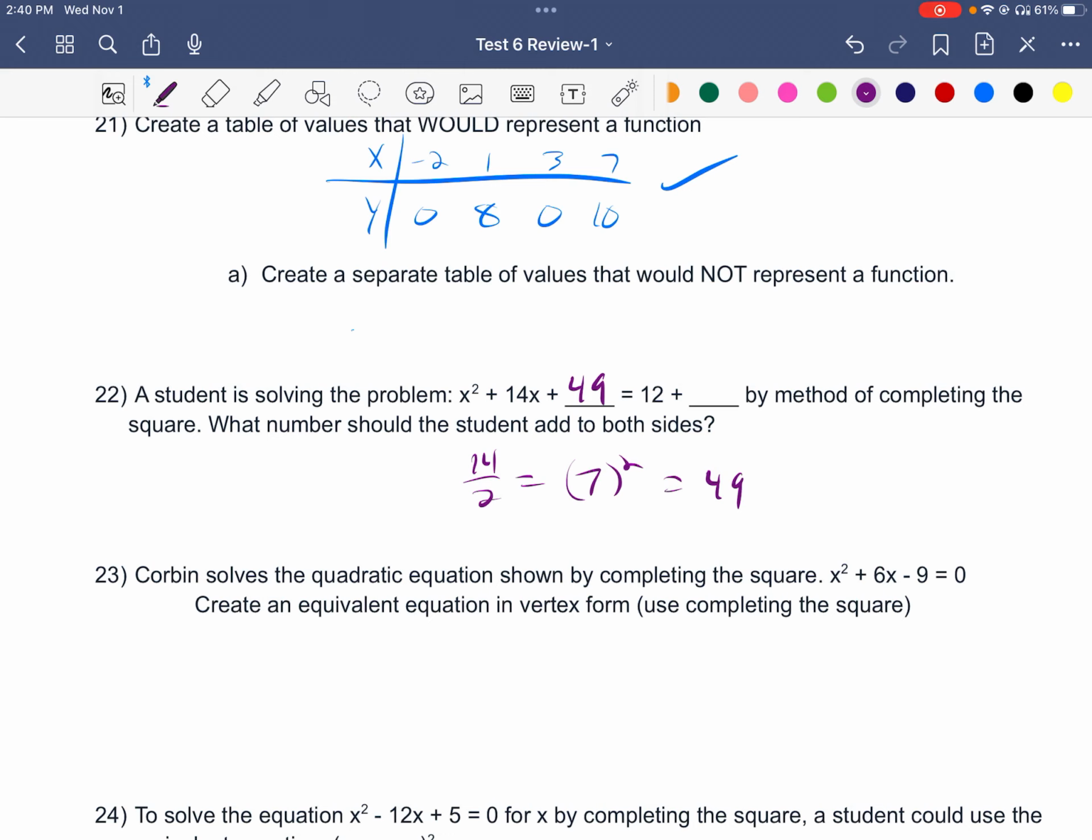But we cannot just add 49 to the left side of the equation. We have to also add it to the right. So 49.